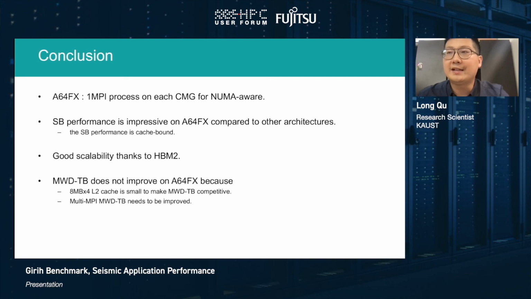MWTB, however, does not provide better performance than SB on A64FX. The 8 megabyte L2 cache may be too small to make MWTB competitive. Also, the communication layer of multi-MPI runs in Girih needs to be improved as well.